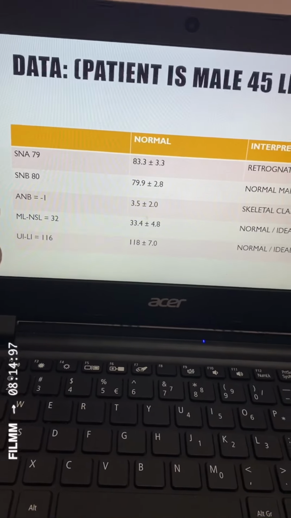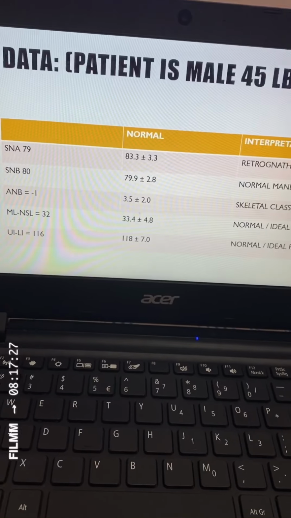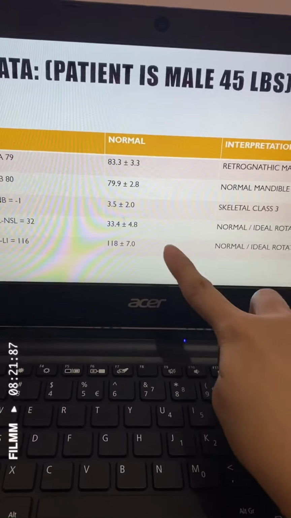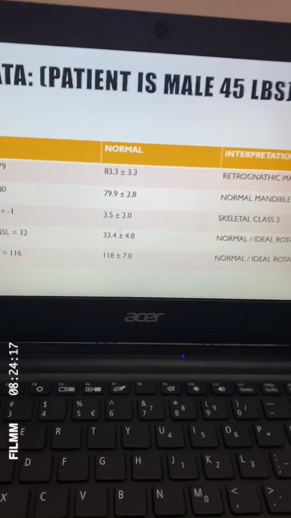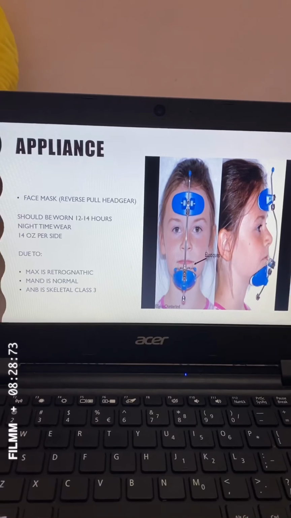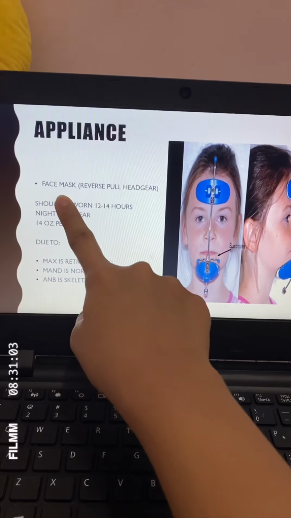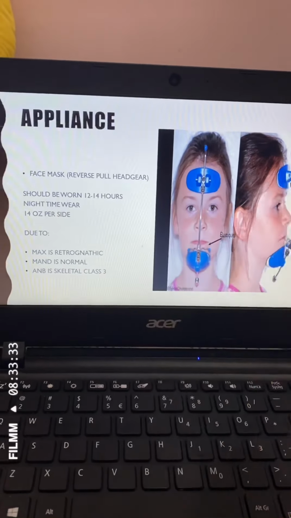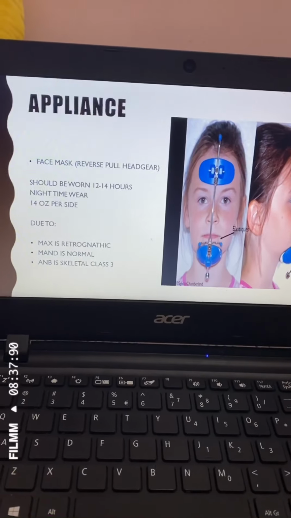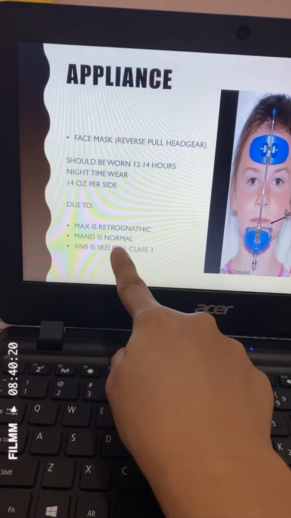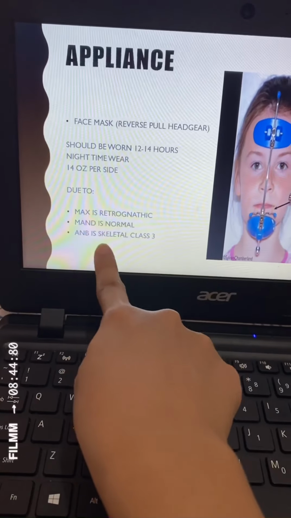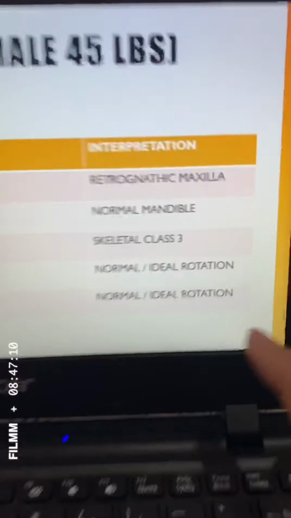So the UILI is 116. The normal limits is 118 plus or minus 7. And the interpretation is normal. So after interpreting all of the following, I've come up with an appliance which is the face mask or the reverse pull headgear. So here is an example of the picture of the face mask. Due to the reason that the maxilla is retrognathic, the mandible is normal, and the A and B is skeletal class 3.